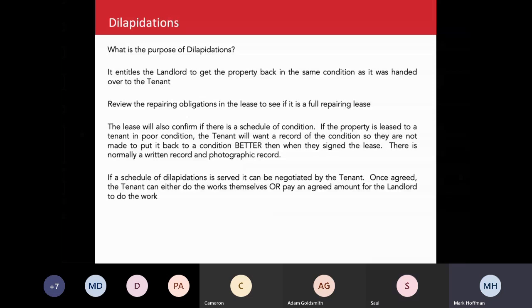If a schedule of dilapidations is served, it can be negotiated by the tenant. In other words, the landlord is responsible for putting together the dilapidation schedule, and it can be either that the tenant does the works themselves, or they pay an agreed amount to the landlord to do the work. In some cases, the landlord will go into the premises and do the works themselves, and then reclaim the money back from the tenant. There has to be a certain clause in a lease to permit that.